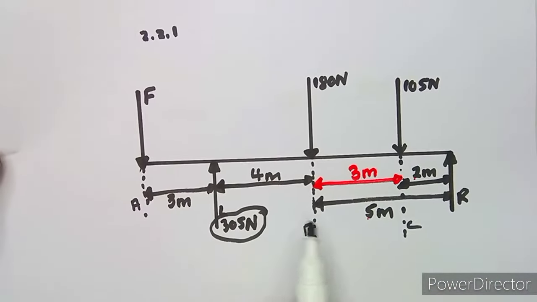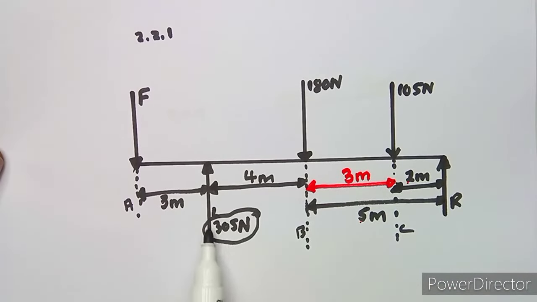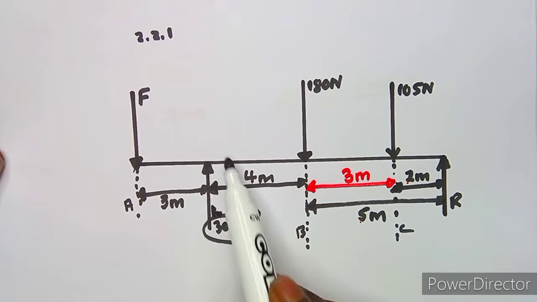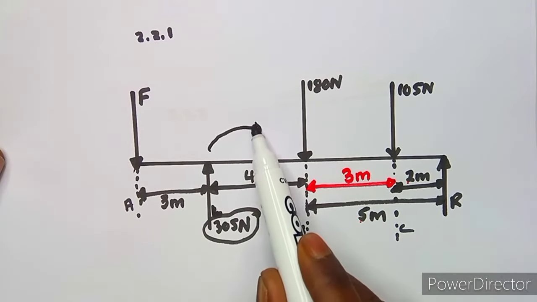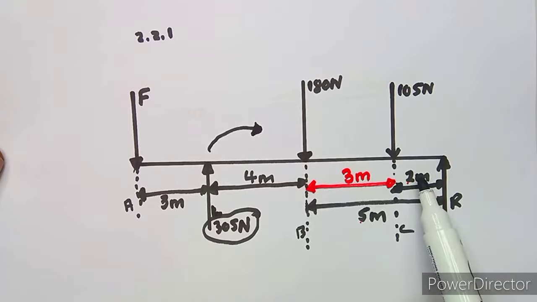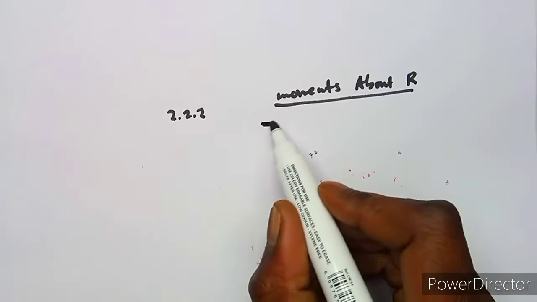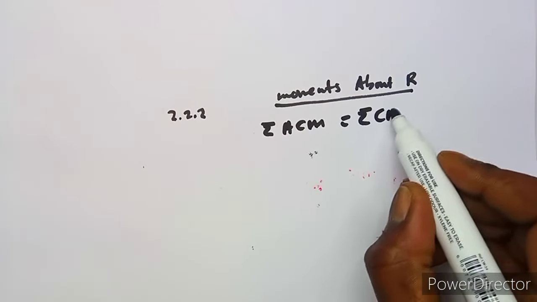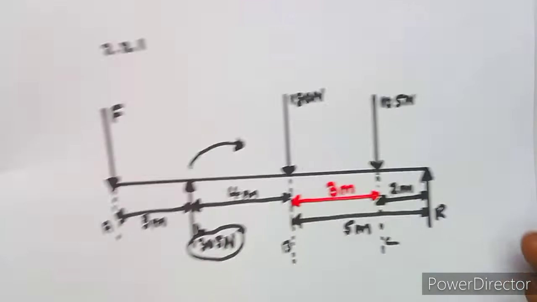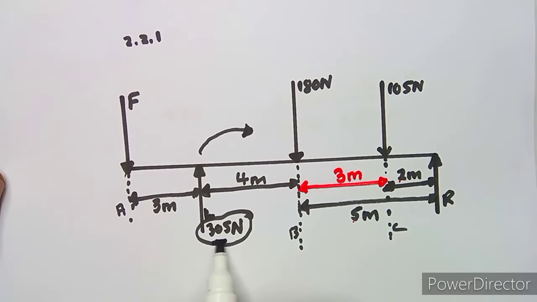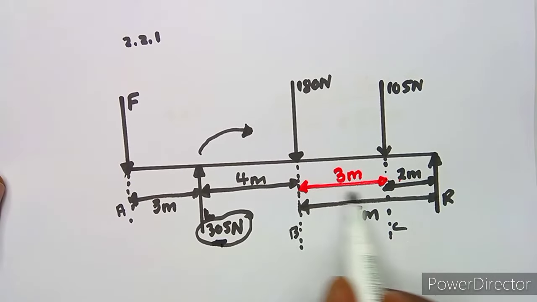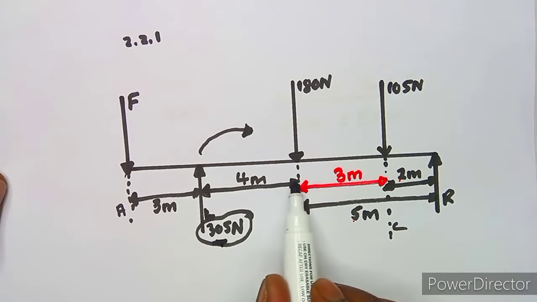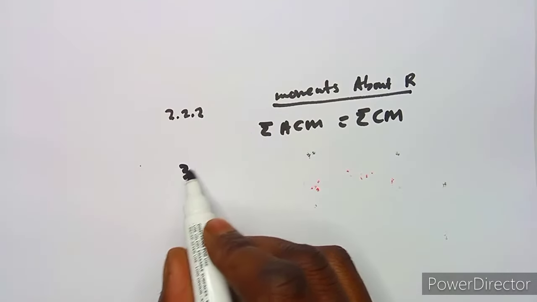As we can see, taking moments about R, this support L is going to move this way, which is anti-clockwise about R. So the sum of the anti-clockwise moments should be equal to the sum of the clockwise moments. So we said this L, which is 305 Newton, times the distance to R, which is 4 plus 5, which is 9. So it's 305 times 9.